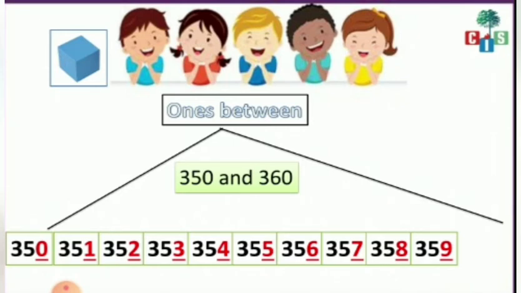You are right. That is 60. So what we are going to say it as 360, because we are doing the series of 300. So my last answer is 360. And in the ones place, the number is 0. And in the tens place, the number is 6. So ones between 350 and 360 are these numbers. Now let's move to the next slide.